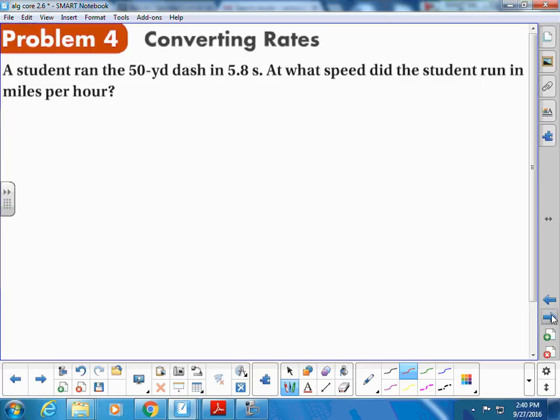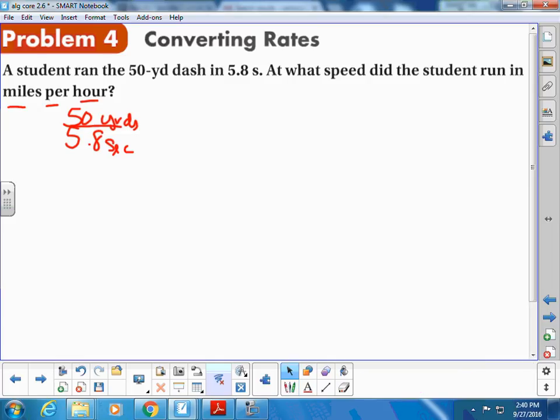All right, now we have a student ran the 50-yard dash in 5.8 seconds. At what speed did they run in miles per hour? Hey, we have got two conversions going at once. So let's see, 50 yards in 5.8 seconds. And we need to get it to miles per hour. I'm just going to pick one and do it first.